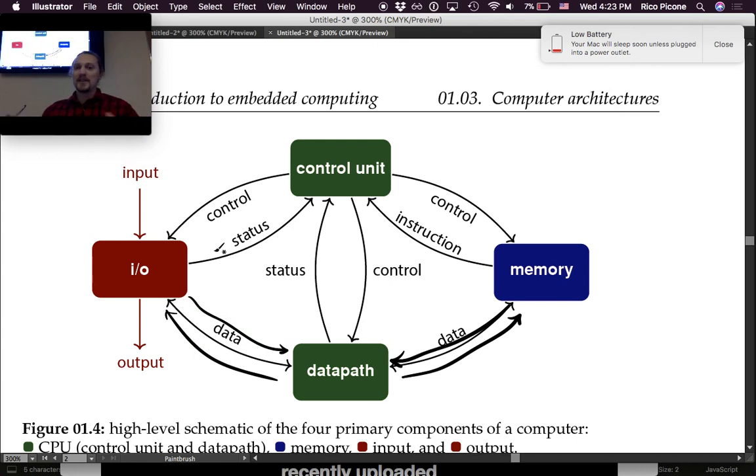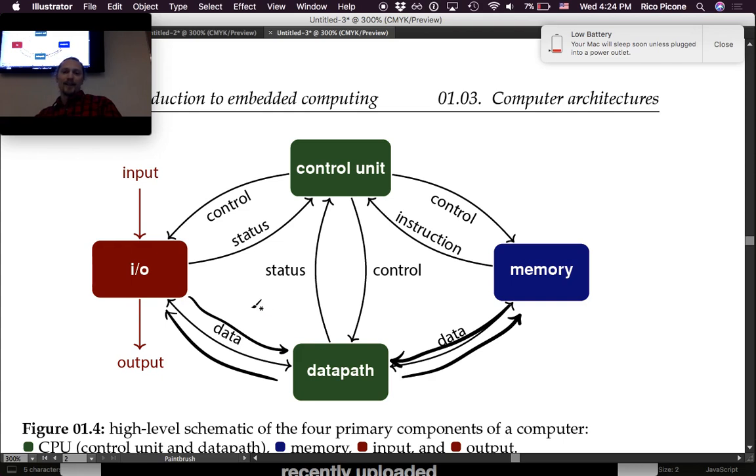The control unit's sitting there above everyone, bossing it around, like send this address of memory to this part of the data path, and then data path, do this with that thing from memory. And then I/O, what do you do when an input comes in? What do you do to output? What are you trying to output? Where does it come from in data path? So how does the input go to the control unit?